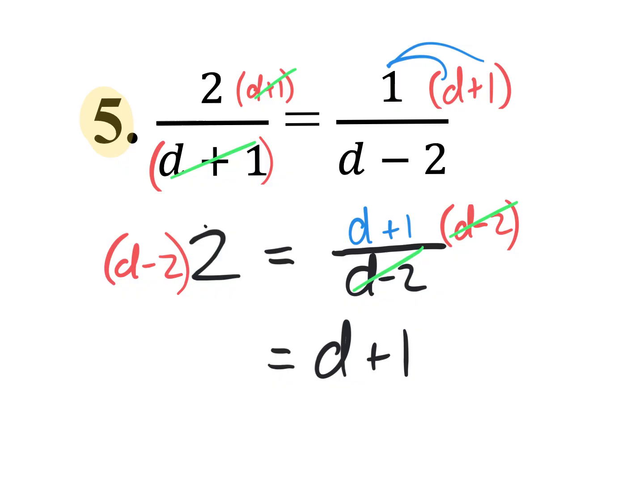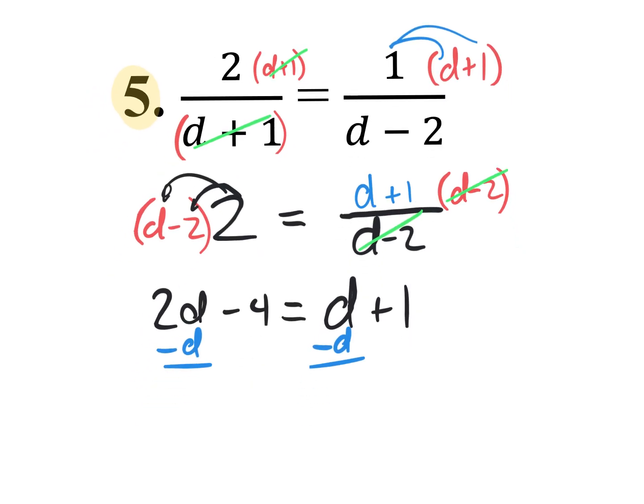And on the left side, 2 times d, that's 2d. 2 times negative 2, that's negative 4. And there's your new simplified equation with no more fractions. And of course, we have d's on both sides of the equal sign. You don't want d's on both sides. So let's get rid of one of the d's. I'm going to get rid of this guy by subtracting d.